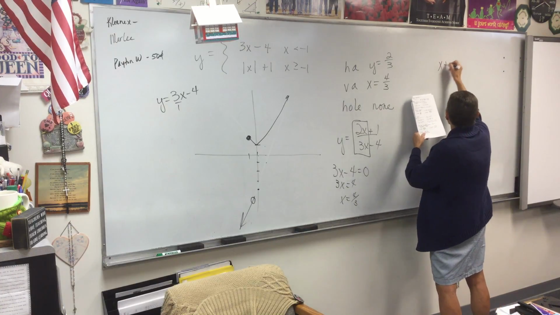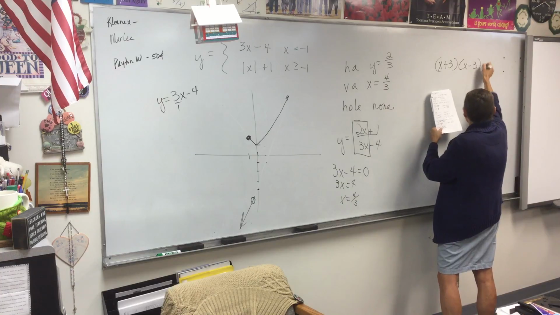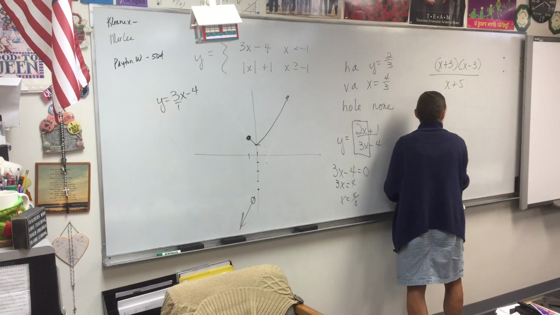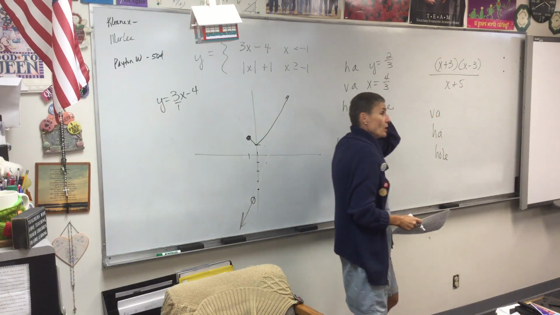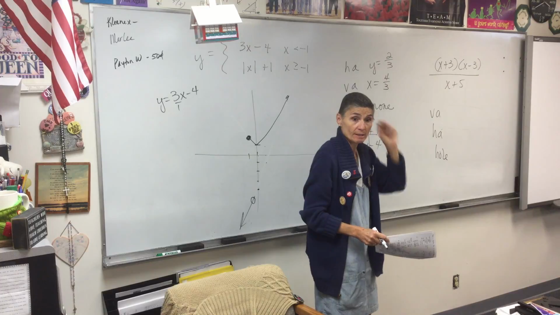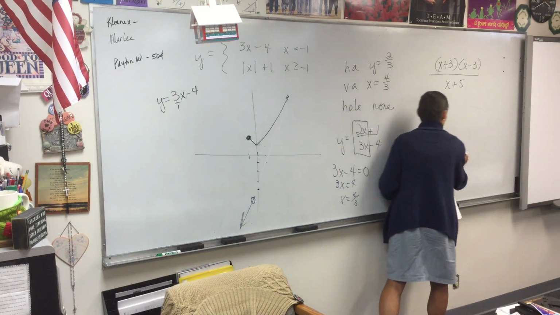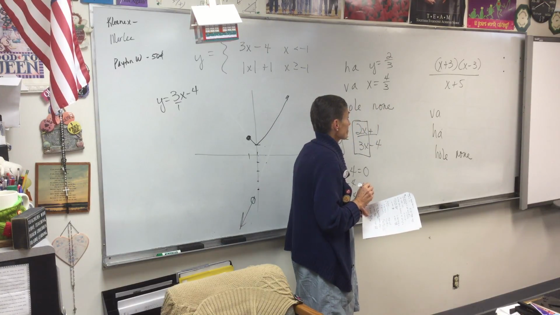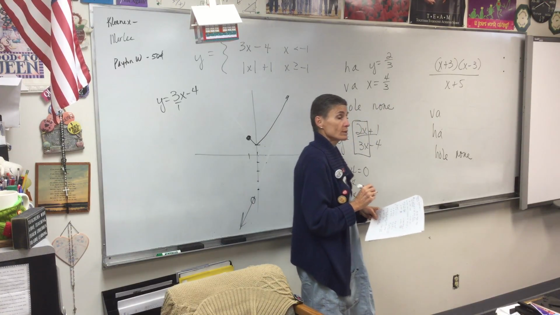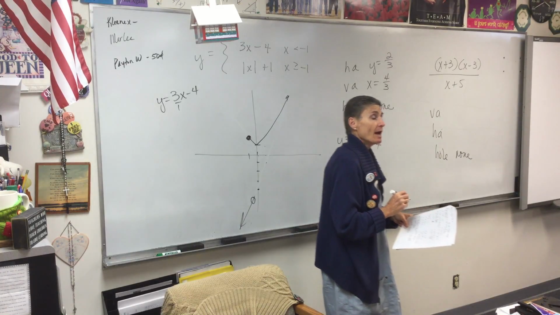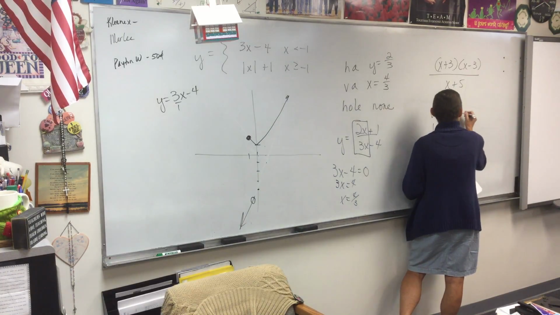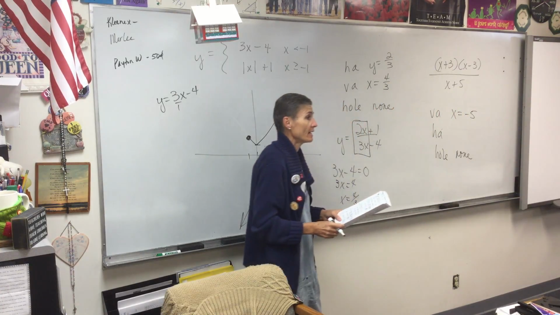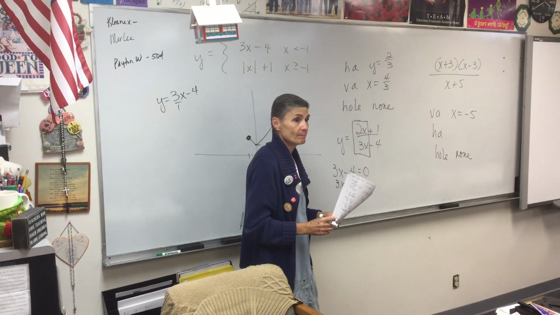I can factor the top, but did factoring the top do anything for me? No, because still nothing will cancel, which means I have no holes. What about vertical or horizontal asymptotes? X equals -5 is a vertical asymptote because you can't let x be -5, right?